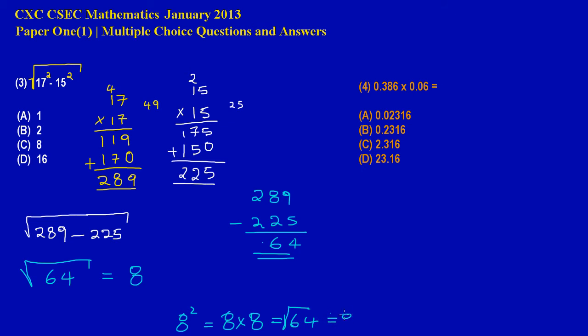And if you're not sure about your indices, feel free to check out our playlist on indices and exponents, and that will give you a better idea of what is happening. So our correct answer would be 8, okay? It's pretty much that easy.